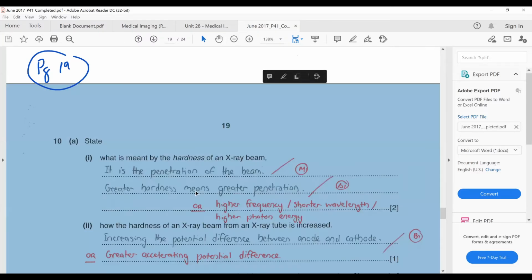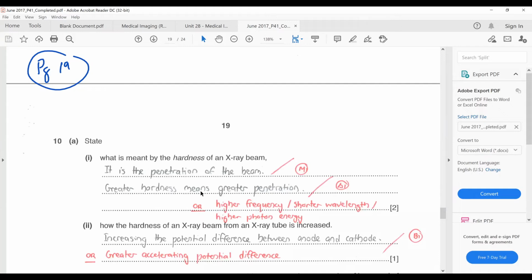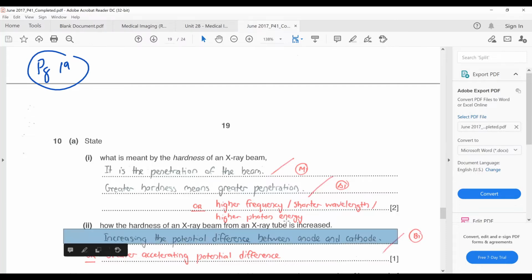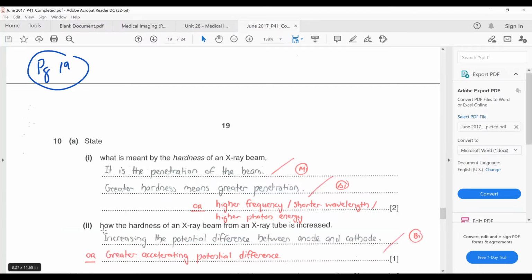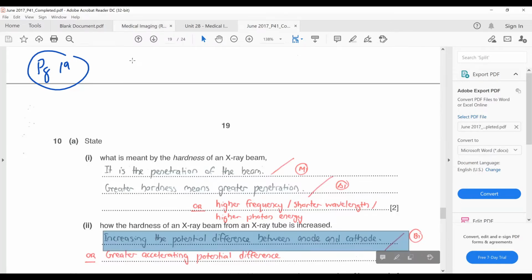And then the other thing here would be, how do you actually change the hardness or penetration power of an X-ray beam for an X-ray tube? It's mentioned to you that if you wanted to change the penetration power, the hardness, all you need to do is change the tube voltage. You could say change the tube voltage of the X-ray tube, or if you want to be more specific, you can just say increase the potential difference between the cathode and the anode.